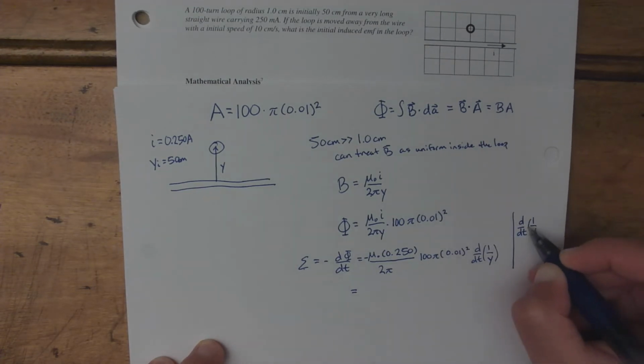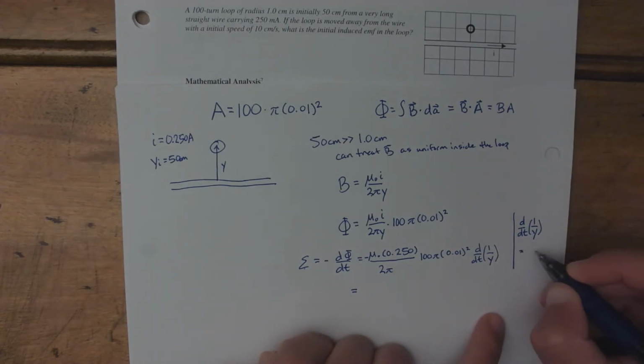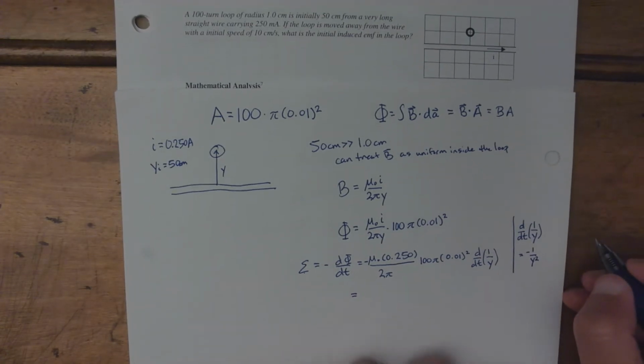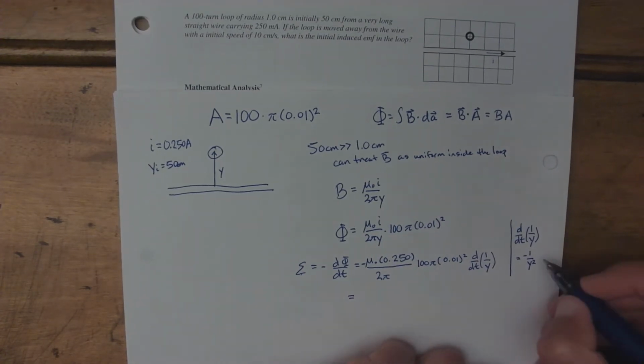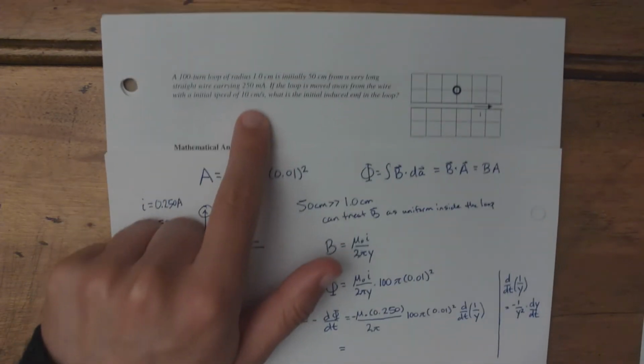Well, it's the derivative with respect to time. So first I take the derivative of 1 over y with respect to y, which is negative 1 over y squared, but I took the derivative with y. I was supposed to take the derivative with respect to time, so I have a dy dt after multiplied by the negative 1 over y squared.